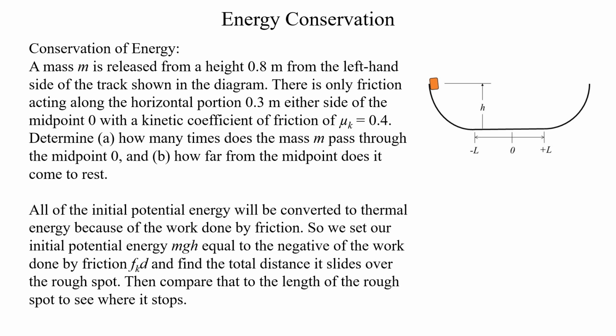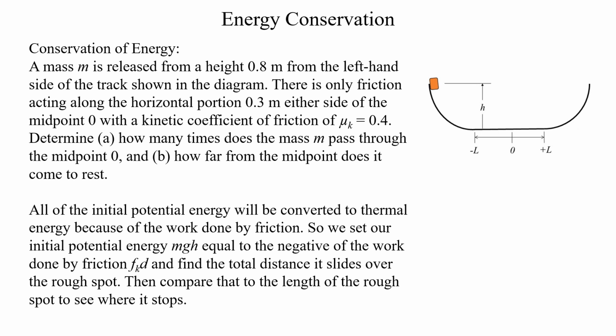All right, so we don't even have to think about kinetic energy here. Our initial energy is gravitational potential energy, the mgh. Our final energy then is going to be all thermal energy. We're going to convert all of our gravitational potential energy into thermal energy. And we can find the thermal energy by just taking the frictional force times the total distance that it passes through the portion that has the friction.